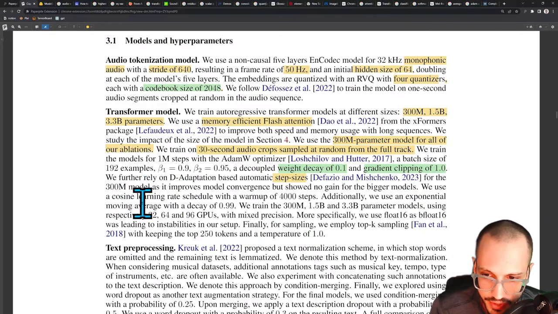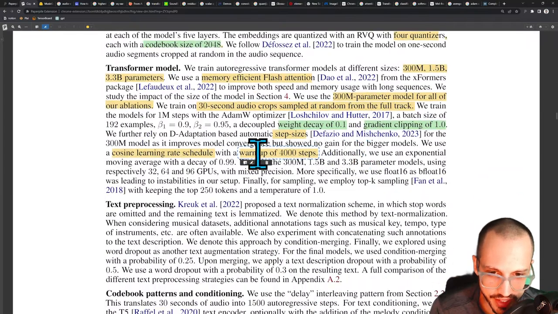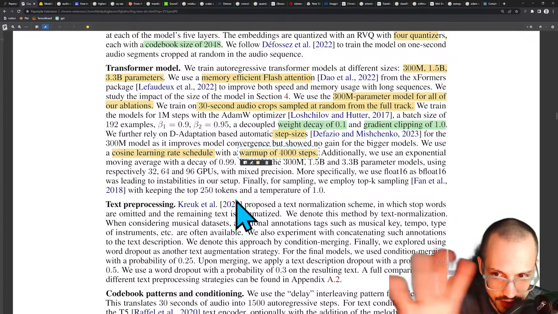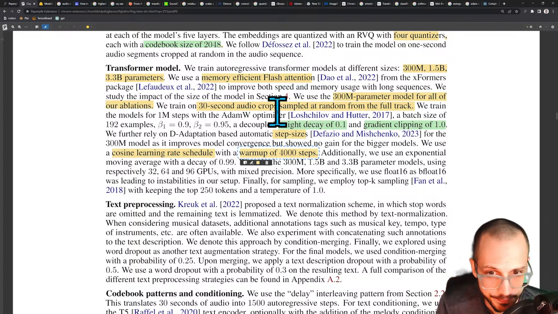We use a cosine learning rate schedule with a warm-up of 4,000 steps. So the learning rate changes over the course of the training. That's what a learning rate schedule is. Warm-up, especially if you have layer norms and batch norms and all kinds of extra stuff like that, you basically run training for 4,000 steps where you don't actually change any of the model weights, and that's called a warm-up. So you're training, but you're not actually changing the model parameters. You're basically just changing all these additional optimizer state parameters. And then you start pushing gradients.